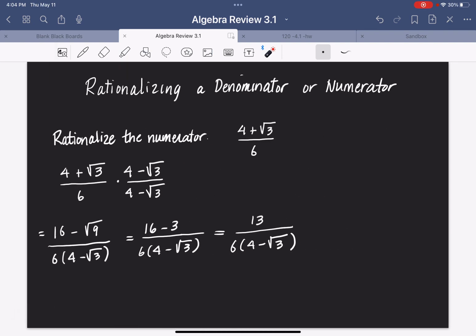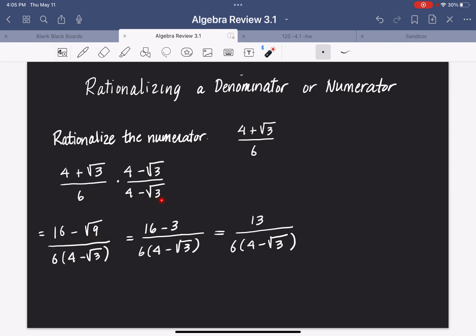Now we're going to rationalize the numerator. Here we have a square root in the numerator, and we want to get rid of that square root. I'm going to use the conjugate method again. I'm going to multiply the top and bottom of the fraction by the conjugate of 4 plus the square root of 3. That's going to be a 4 minus the square root of 3 on both the top and on the bottom. If I fold this, I'll see that the inner and the outer will cancel out, and I just have a 16 minus the square root of 9.